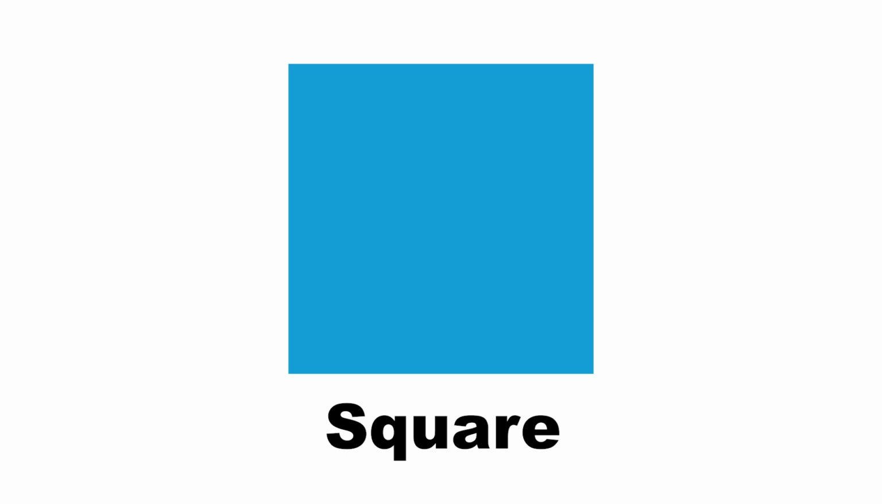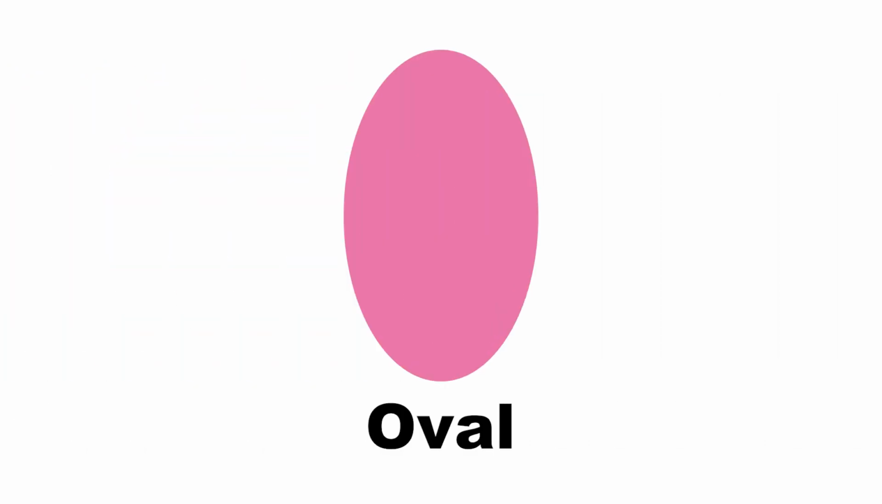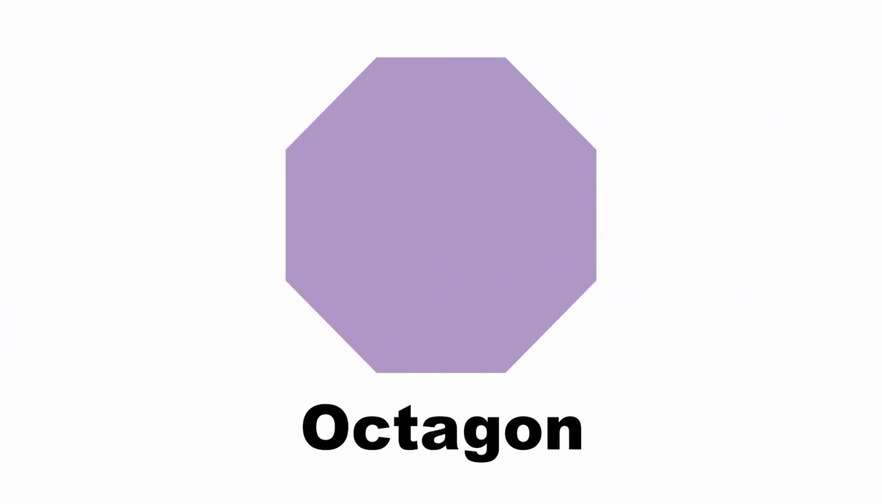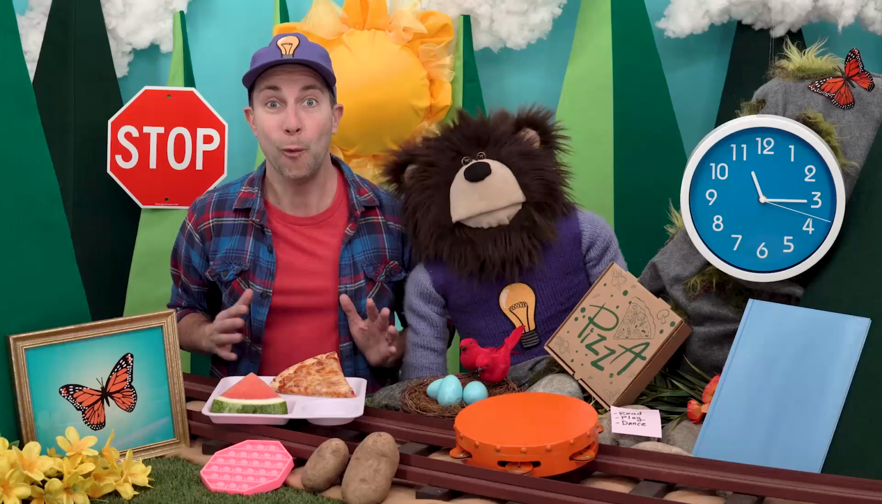Square. A square has 4 sides that are equal in length. Rectangle. A rectangle also has 4 sides, but 2 sides are smaller than the other 2 sides. Oval. An oval, like a circle, has no sides, just one continuous line that loops around. Octagon. An octagon has 8 equal sides.